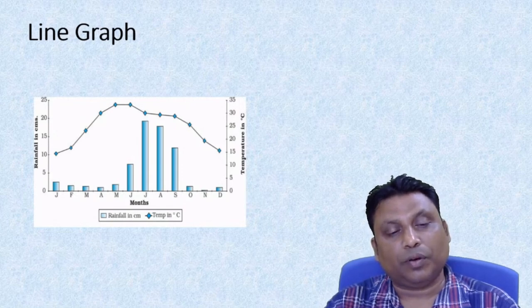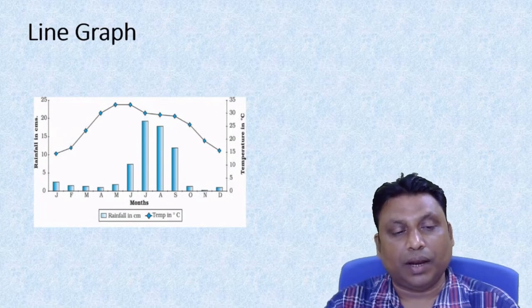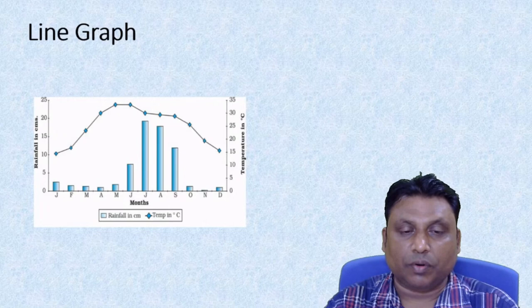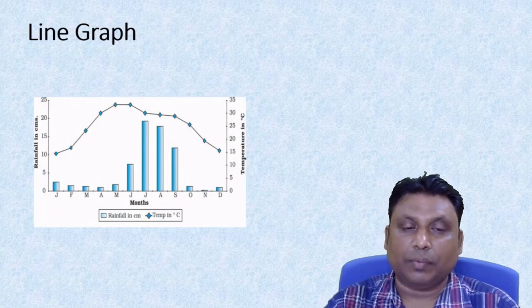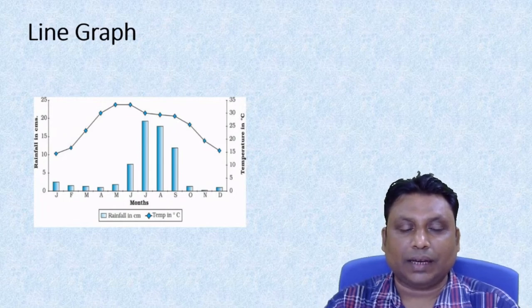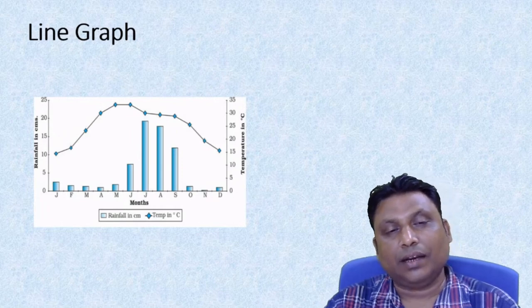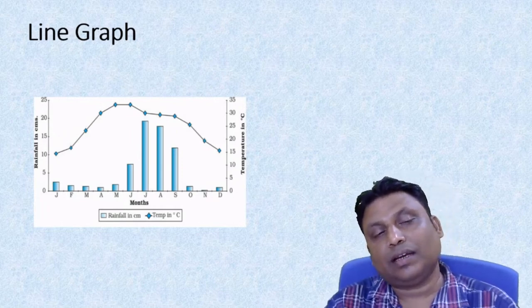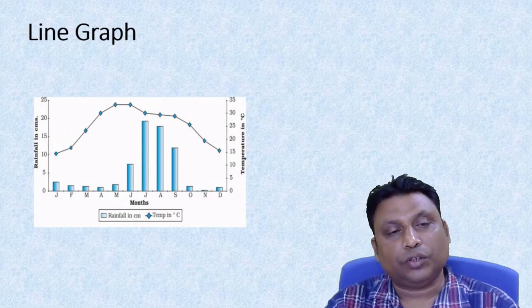Suppose product A, product B, product C, month is given, temperature, rainfall. Which month, what should be the rainfall? January, February, March, April, May, June, July, August, September, October, November, December. So this is a bar diagram also. One is temperature, we can take it, and another one is rainfall. The bar is taking the rainfall, but in the line graph we are taking the temperature. So this type of line graph you can also use.